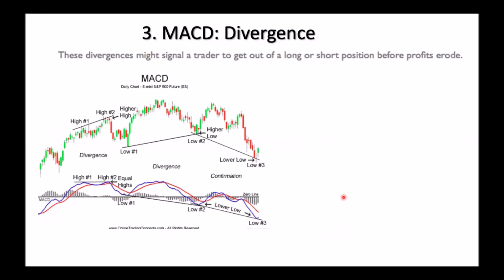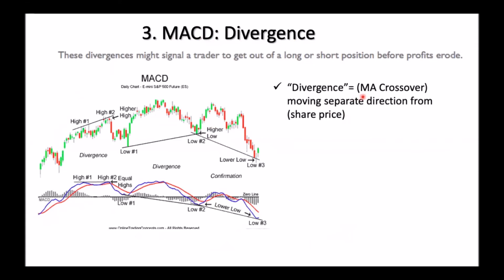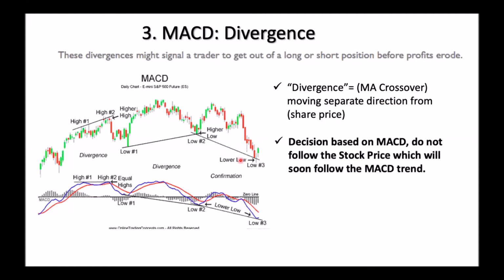So the third one is divergence. Moving average, that's convergent, divergent. This is divergence. Divergence here means the MACD is moving in a separate direction from the share price. Now this is a bit difficult to see. I just mentioned that we are not going to use this. The decision is based on MACD, not following the stock price. That means the price tends to follow the MACD trend.